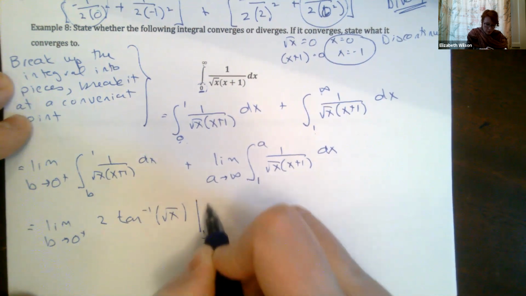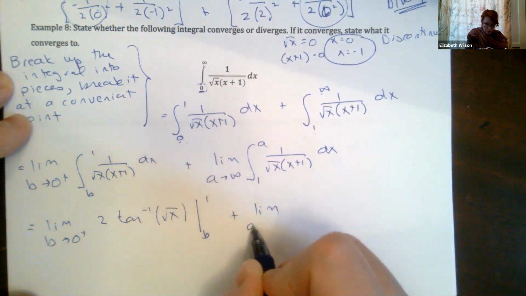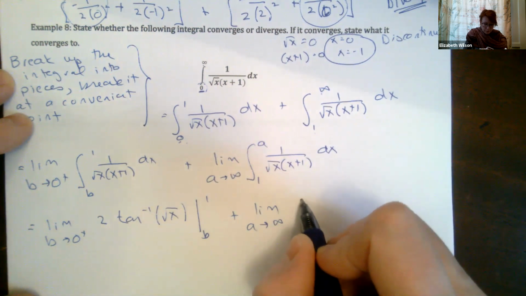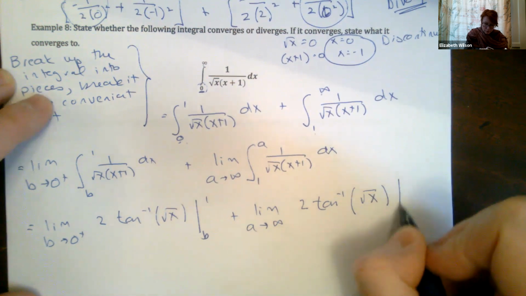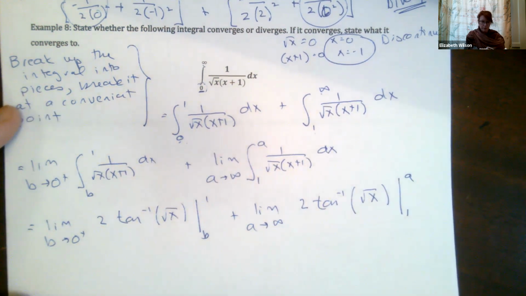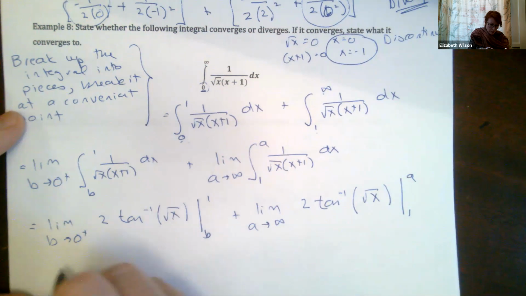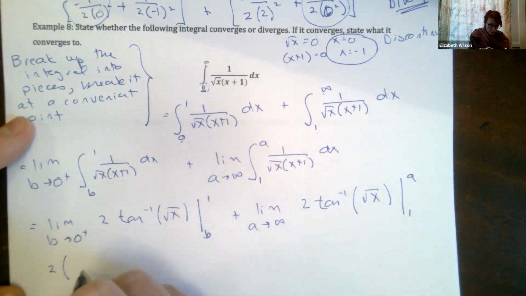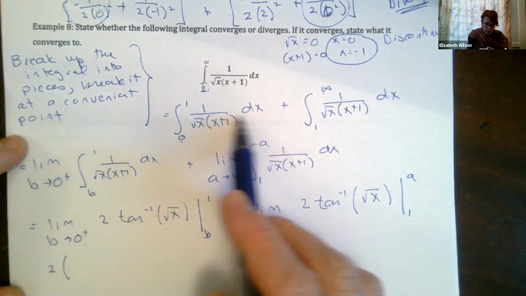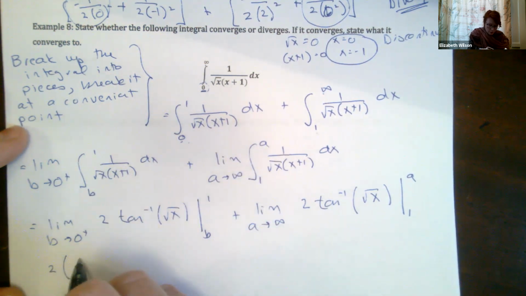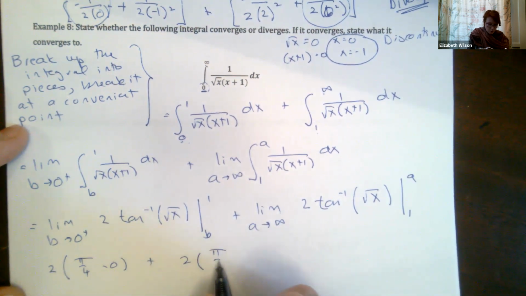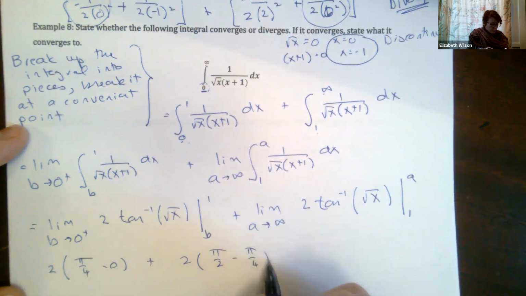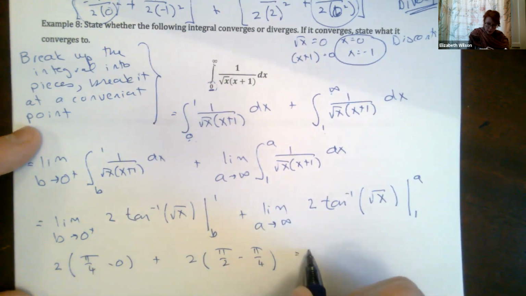From b to 1, plus the limit as it goes to infinity. Okay, and now I can actually evaluate this. So this is going to be 2 times... I'm skipping some parts here just to show you, because the important piece was, how was I going to break this up here? Pi over 4 minus 0 plus 2 times pi over 2 minus pi over 4, which is equal to pi.